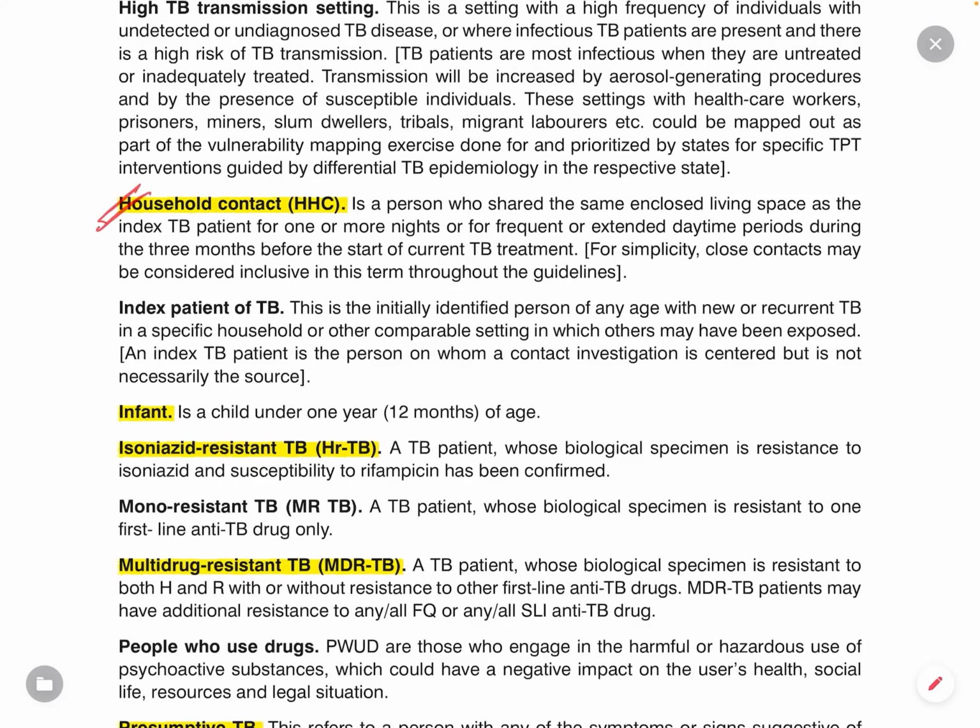Household contacts are the people who share the same living space with the TB patients. Infants are children under 1 year of age. MDR TB is a TB patient who is resistant to both isoniazid and rifampicin, with or without resistance to other first line drugs. So if isoniazid and rifampicin are both resistant, they are MDR TB patients.